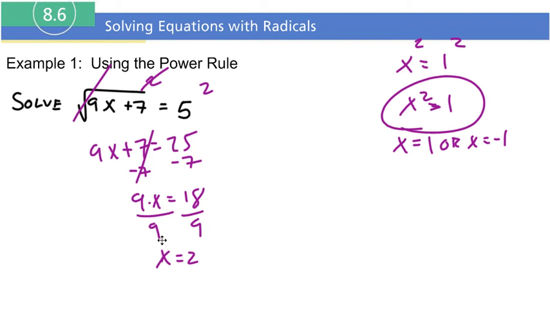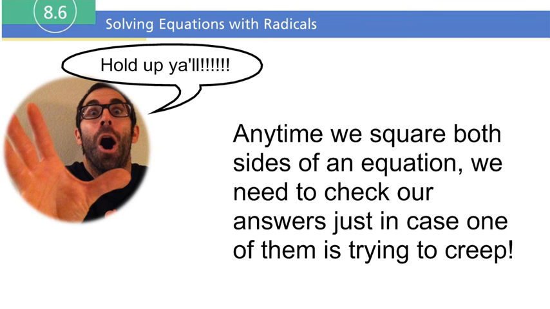Okay? And so in this case, we only got one answer. So, I mean, you know, that one's going to check out correctly. We'll get to ones where they don't check out, but when we get two answers, we always want to check both answers there. Okay? So, hold up, y'all. Anytime we square both sides of an equation, we need to check our answers just in case one of them is trying to creep. All right, so make sure that you check your answers, or else they may try to creep up on you. No creeping.